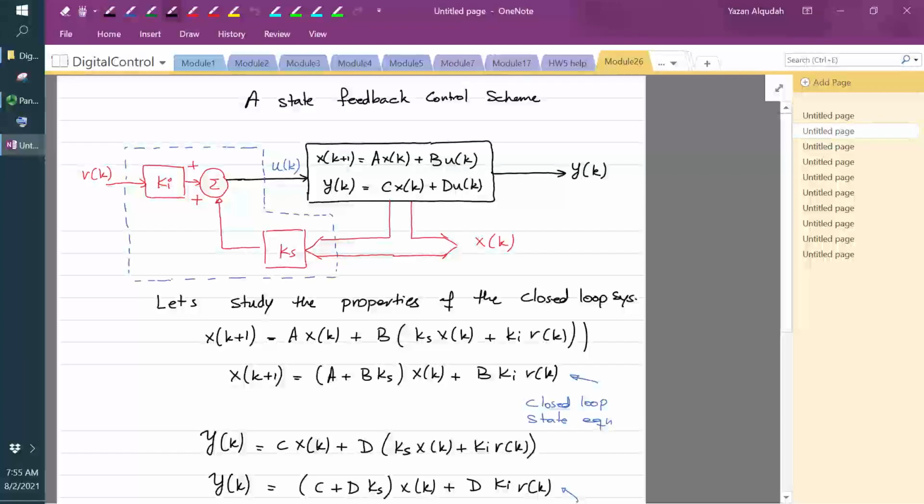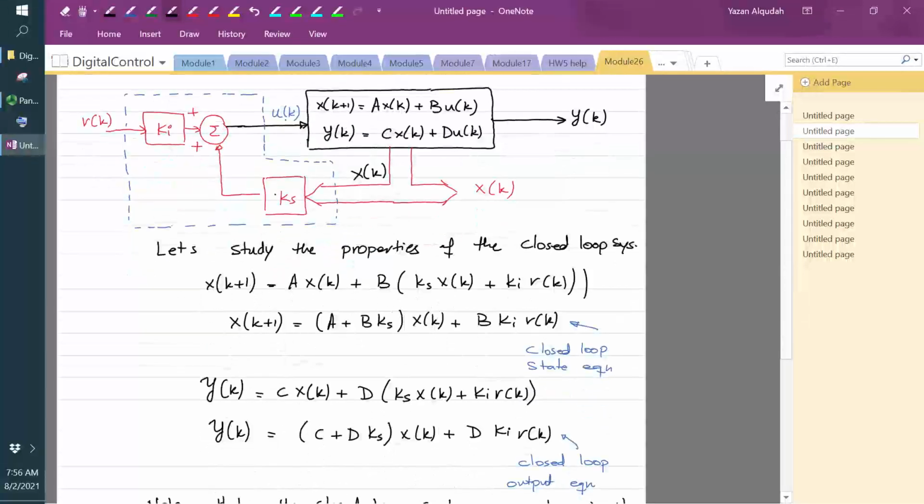So this is our state representation, and what we're doing here, we're taking the states, the X of k, and multiplying it by Ks, and then we're taking our input R of k, multiplying it by Ki, adding these together, and this will be the input for the open loop system. And therefore U of k is going to equal Ki multiplied by R of k plus Ks multiplied by X of k. So we're feeding back the states, and we have the input R of k multiplied by Ki.